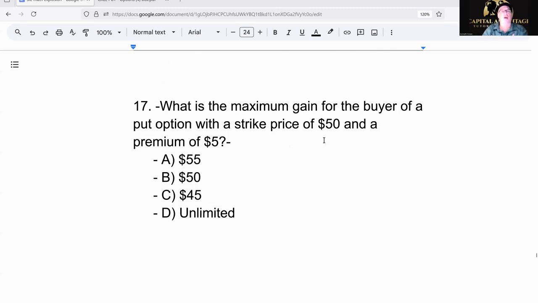17. What's the max gain for the buyer of a put option with a strike price of 50 and a premium of 5? Look on your chart. 50 minus 5 is 45. Your max gain is 45. It's strike price down to 0.